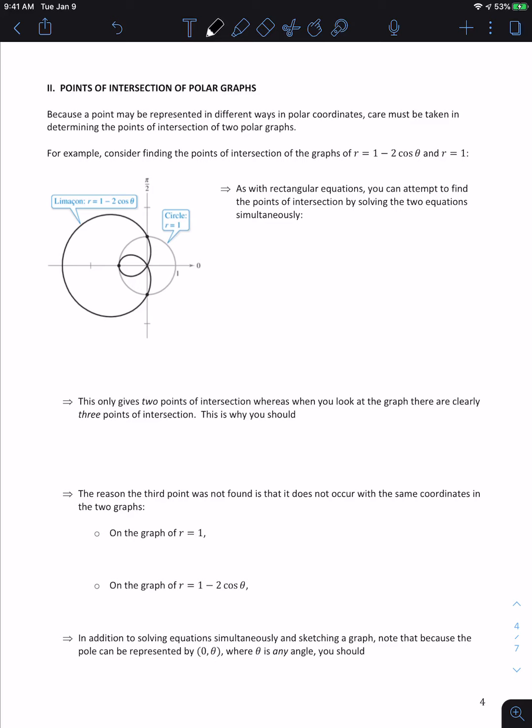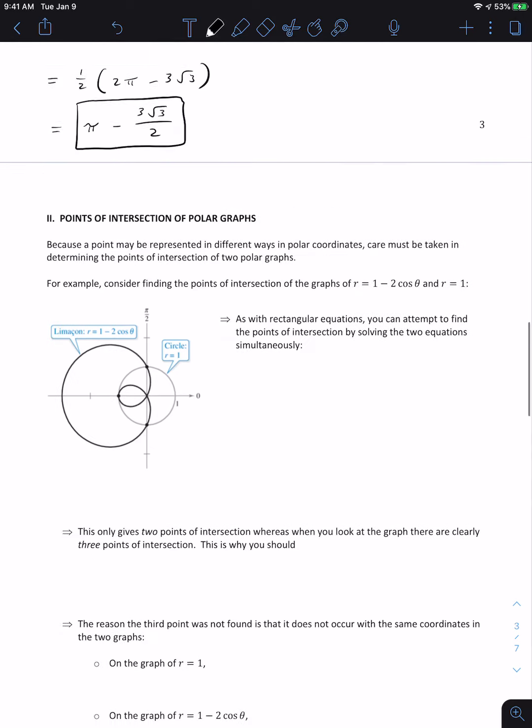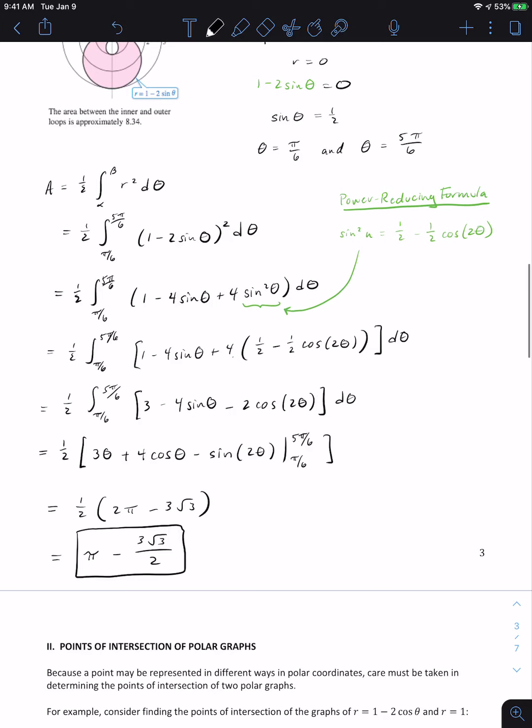Hello everyone, in this video we're going to be looking at section 10.5, continuing where we left off in subsection 2. But before we do that, I just want to note I made a mistake. When I did this problem before, this clearly says sine, and I wrote down cosine squared for some reason, and then completed the problem with cosine squared there.